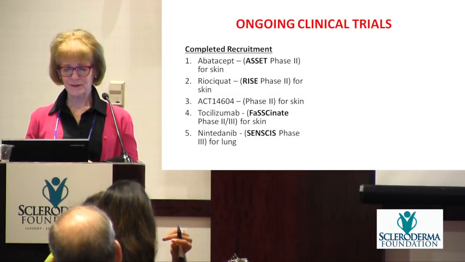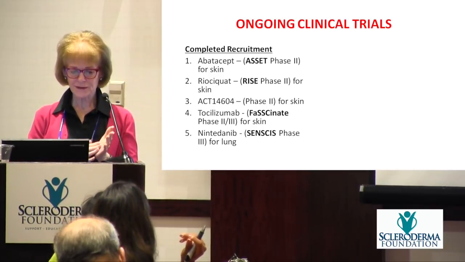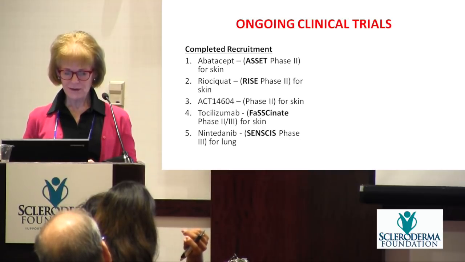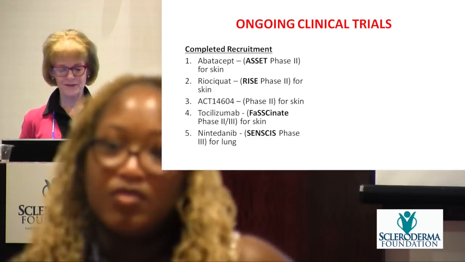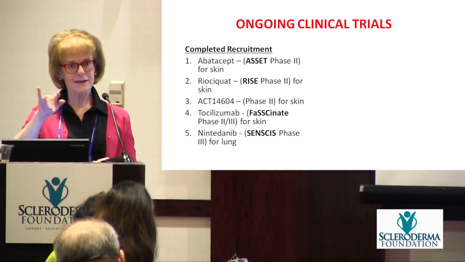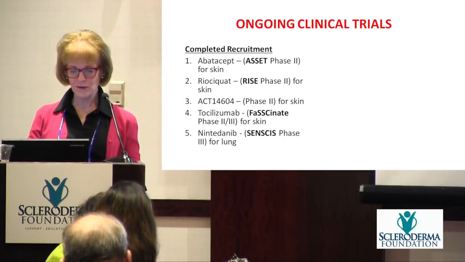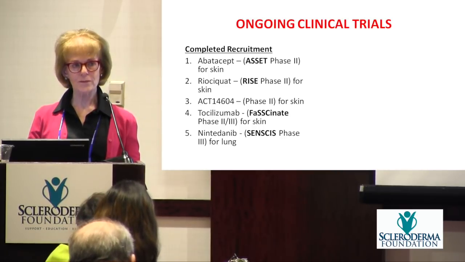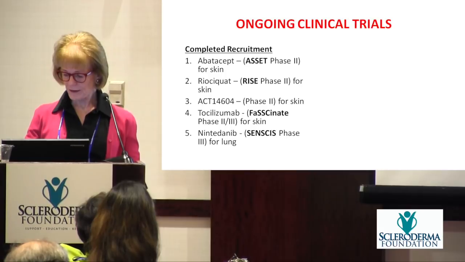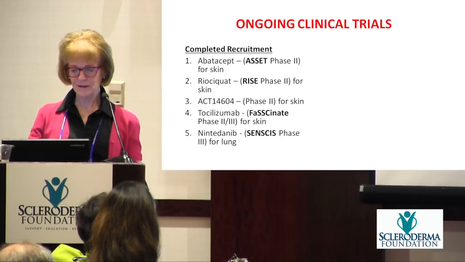So, other trials that are ongoing. There are multiple ones that have completed recruitment. The abatacept, riociguat, tocilizumab, nintedanib. They also have kind of cute names: ASSET, RISE, FASCINATE, CENSUS. People are placed on the medication or a placebo and usually treated for a year to see if the new medication is more helpful. And for most of these trials, you can all be on background therapy. So methotrexate is permitted, mycophenolate is permitted, a little bit of prednisone. We want to see if the addition of this new medication is superior to single treatment alone.